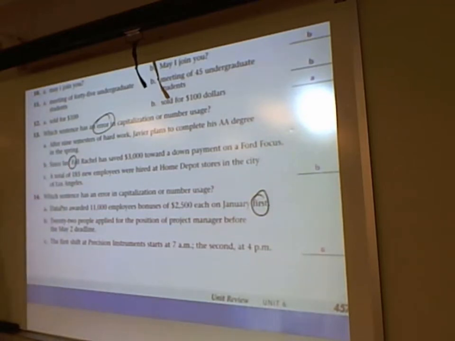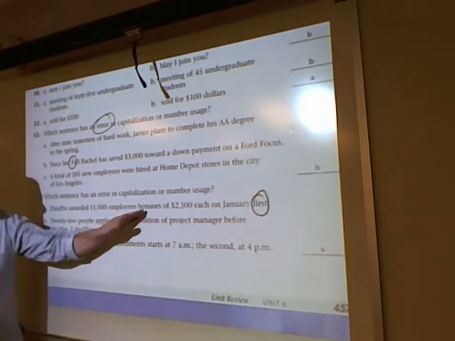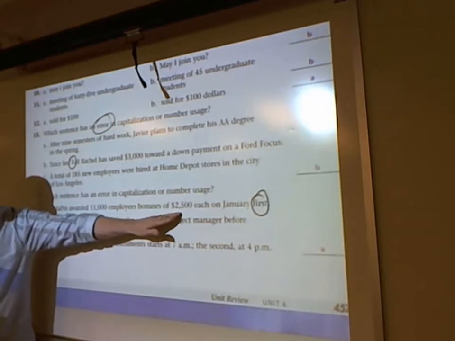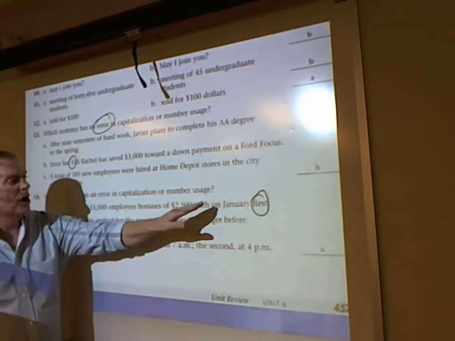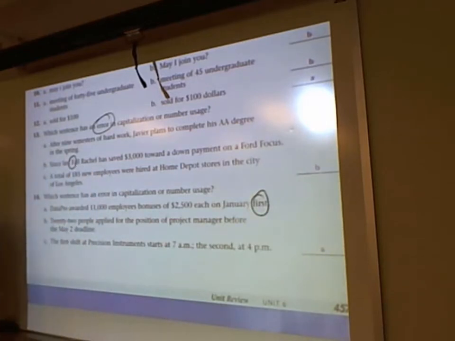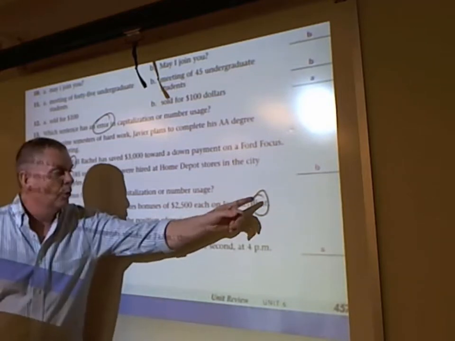Number 14, which sentence has an error in capitalization or number usage? DataPro awarded 11,000 employees. 11,000 is correct because it's above 10, so it should be a figure. Bonuses of $2,500 each. It has your comma after the thousands location and the dollar sign, each on January 1st. Whenever a number comes after the month, it should always be a figure. So it should read January 1. So that's one that's incorrect.